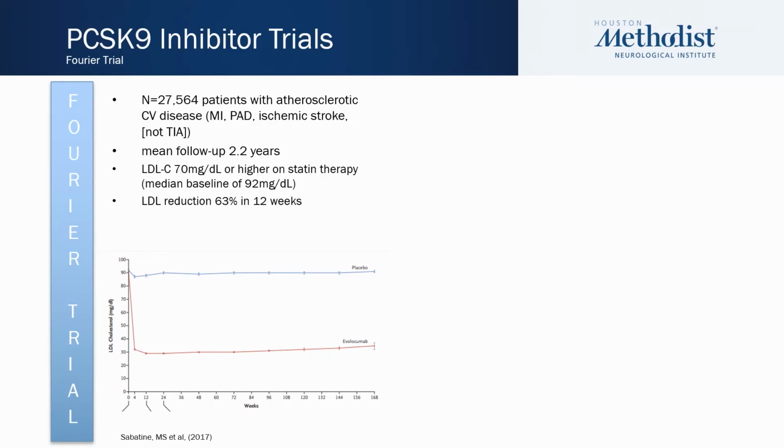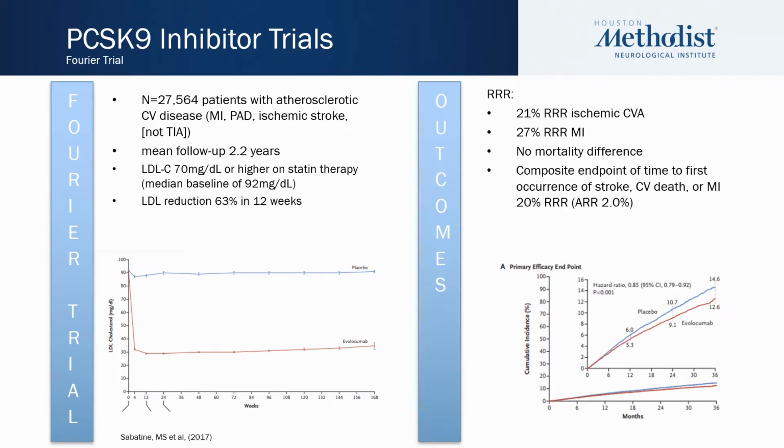So there are two major trials for the PCSK9 inhibitors. The first one published was the Fourier trial. This is looking at Repatha, and more than 27,000 patients with atherosclerotic cardiovascular disease, including stroke, were in this study. It's over 2-year follow-up. Patients with LDL of 70 or higher on statin therapy. And you can see with the treatment arm that the LDL was really brought down. And this correlated with a relative risk reduction of 21% for ischemic stroke, 27% risk reduction for myocardial infarction, and no mortality difference. And you can really see the difference and how that clinically significant risk reduction for prevention.